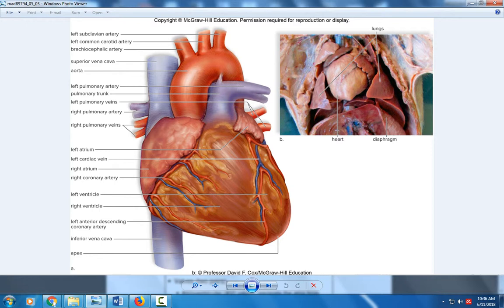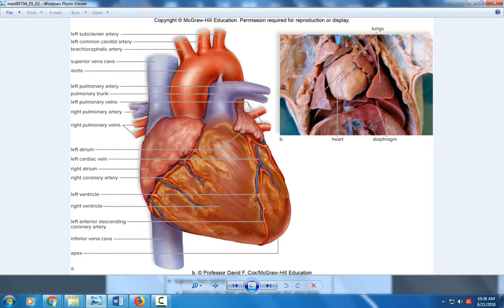In this view, it makes the right ventricle look much larger than the left, but that's not actually the case. They're both the same size, they contain the same volume of blood, but the left ventricle is thicker because of where it pumps blood to. So again, we have the right ventricle, left ventricle, right atrium, left atrium. So the atria receive blood into the heart.